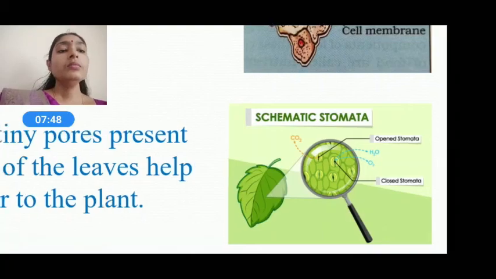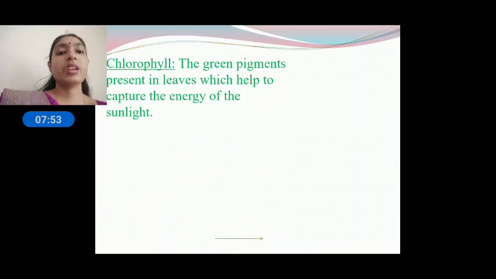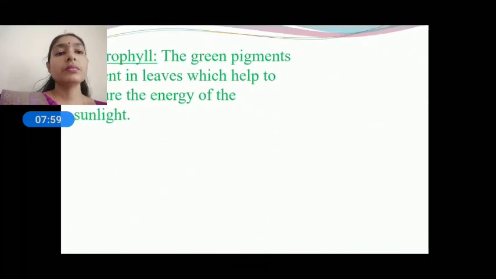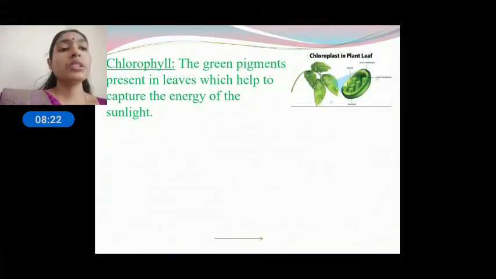Okay, now come to the next point, chlorophyll. Chlorophyll is most important during photosynthesis, because photosynthesis actually happens inside the chlorophyll. Inside the chloroplast, chlorophyll is present. Chlorophyll is the green pigment present in the leaf. Because of that we can see plants are green or leaves are green. So this is inside the leaf, chloroplast is like this.